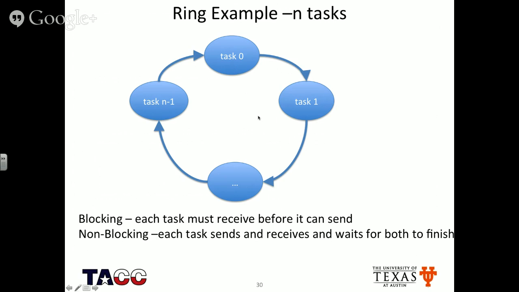Now for the non-blocking, basically, no one waits on the send or the receive. They perform both operations, then tell it to wait, and then print. So there's no guarantee as to who receives their data first. And that's why the prints on the non-blocking are in a jumbled order.